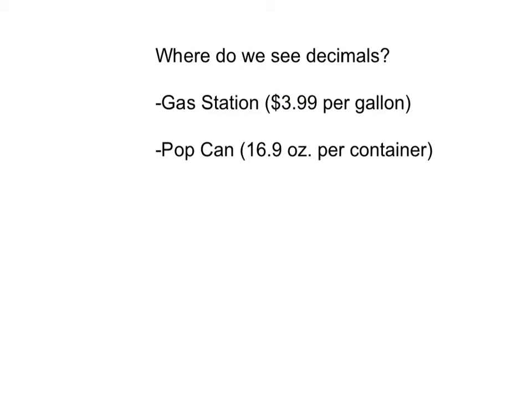$3.99. Another example is a pop can. A pop can has 16.9 ounces per container. Now that we've talked about decimals, look around you and see if you can find 2 or 3 objects that have a decimal on them.